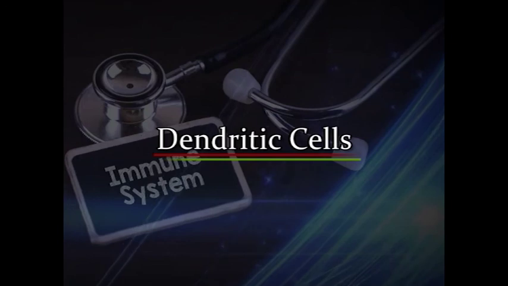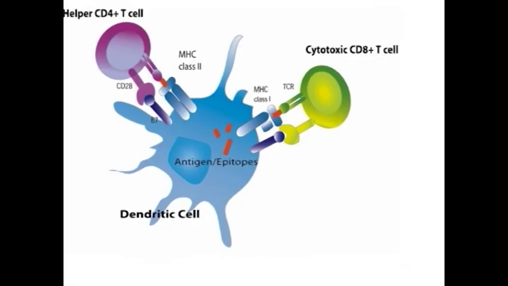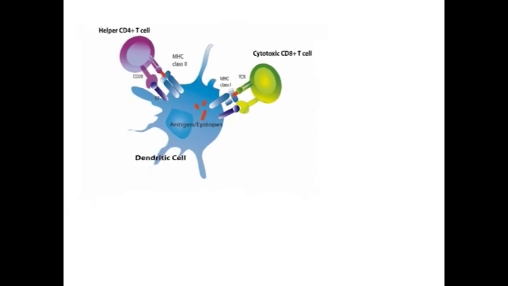Dendritic cells. Dendritic cells are derived from myeloid and lymphoid lineage. The main function of dendritic cells is the presentation of antigen to T helper cells.